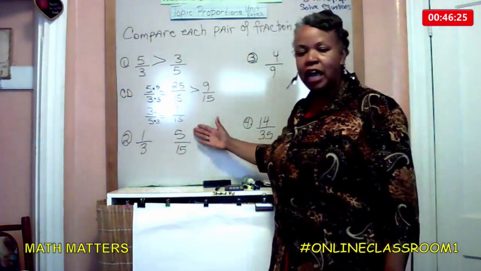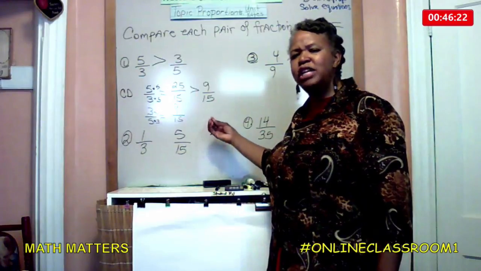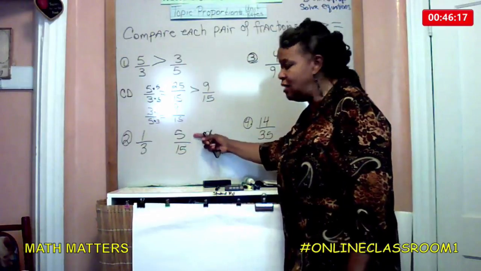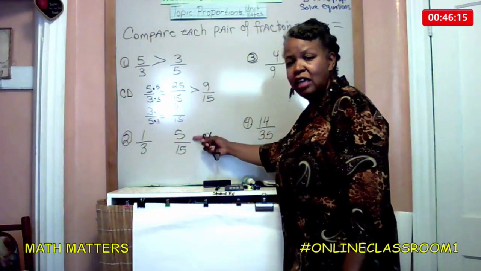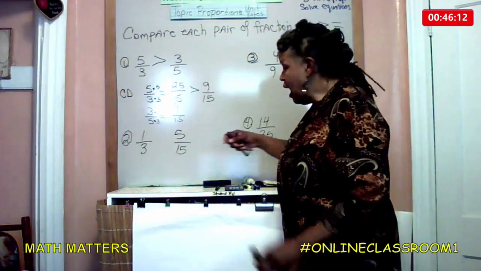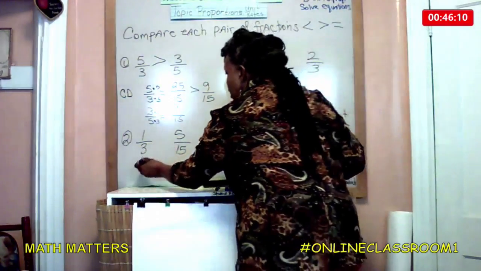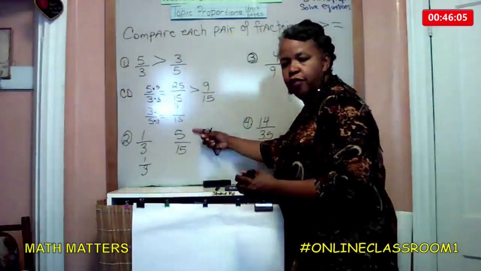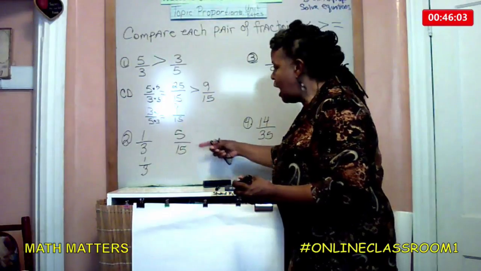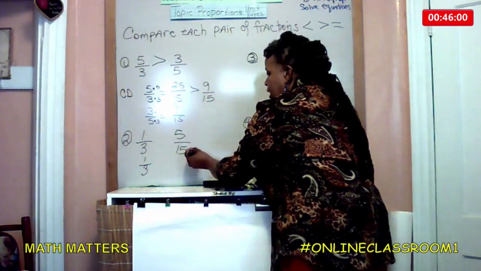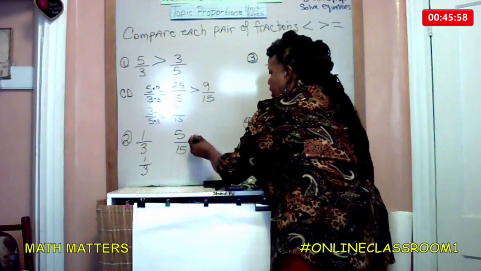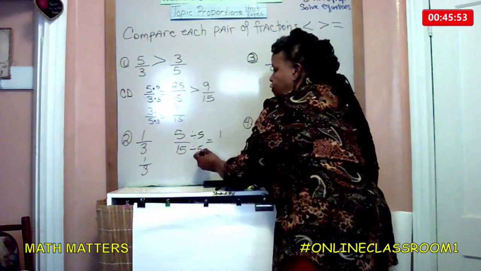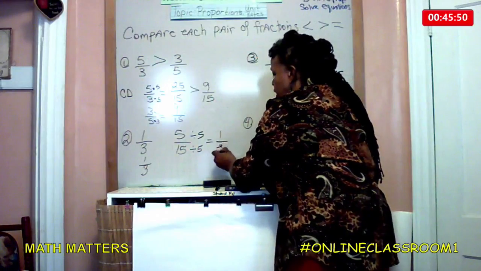But at any rate, when I look at this one, I want to reduce. I see a common factor here, and I can reduce it. I'll divide out the common factor. I see 5. I can divide 5 here, and I can divide 5 here. 5 divided by 5 is equal to 1. 15 divided by 5 is equal to 3.